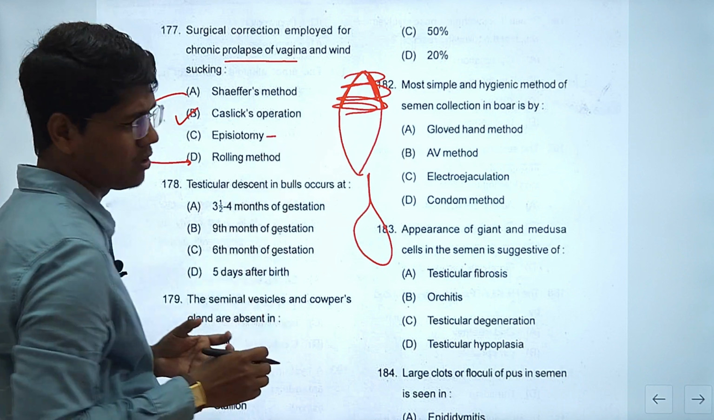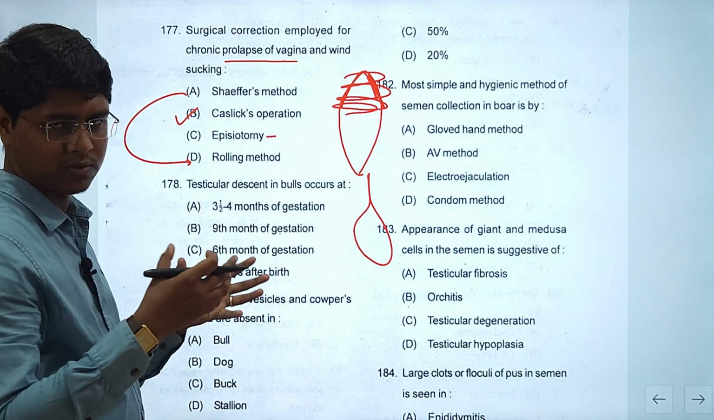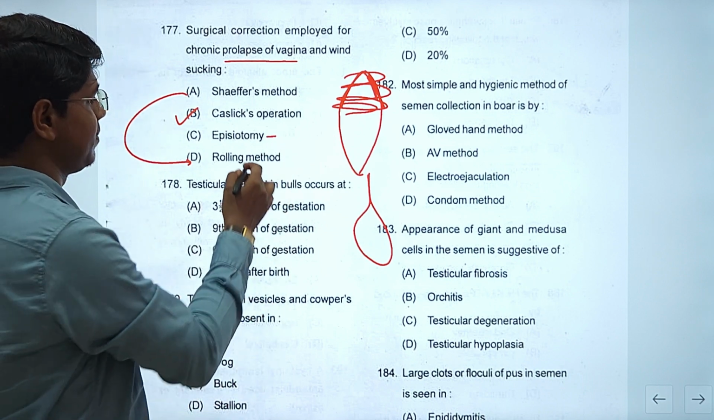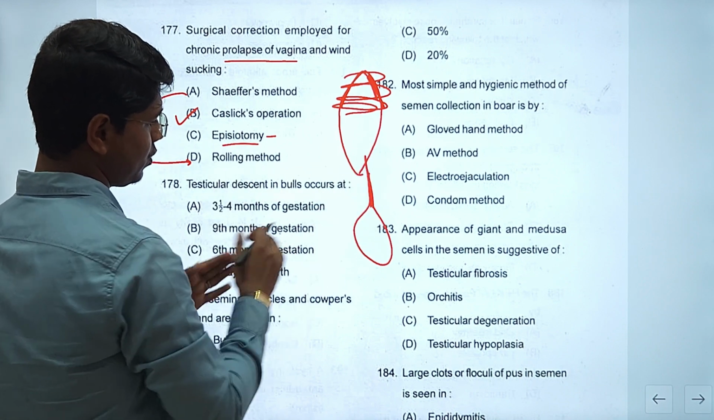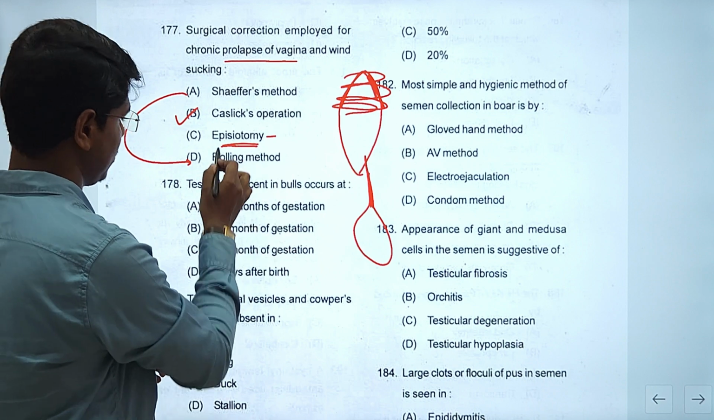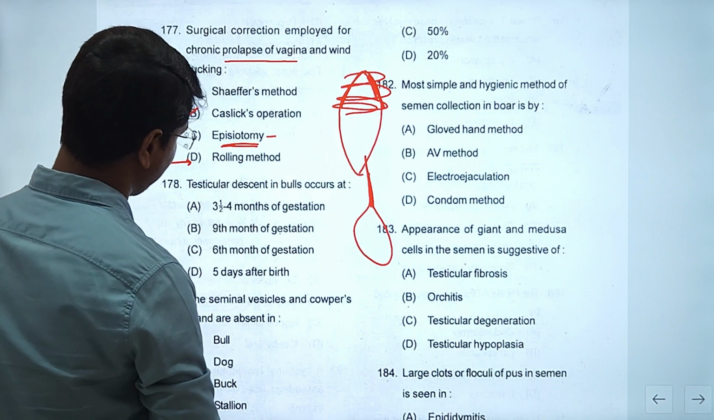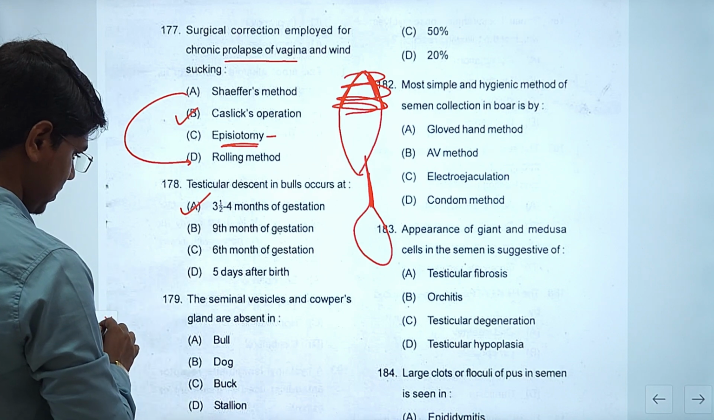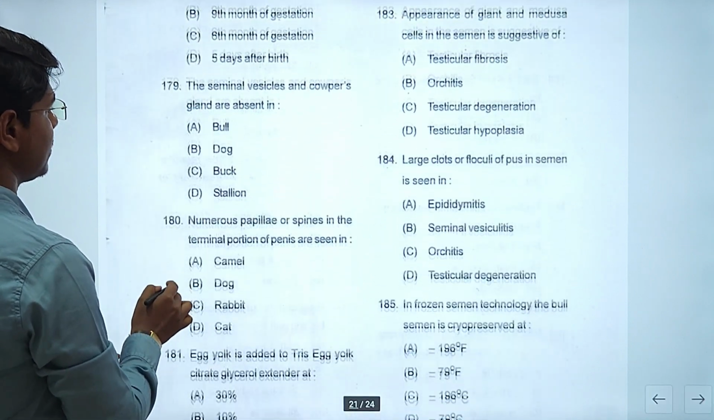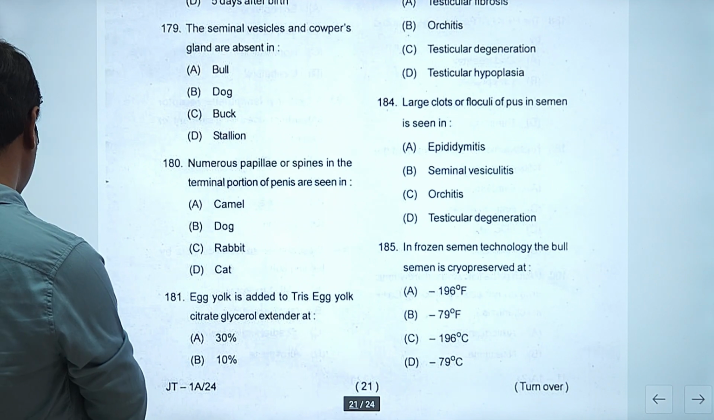Episiotomy, you know, when the vulvar opening is not adequate for the fetus to be expelled, you will give an incision in the dorsal commissure to widen it, that is episiotomy. Testicular descent in bulls occurs at 3.5 to 4 months of gestation. The seminal vesicles and Cowper's gland are absent in the case of a dog.